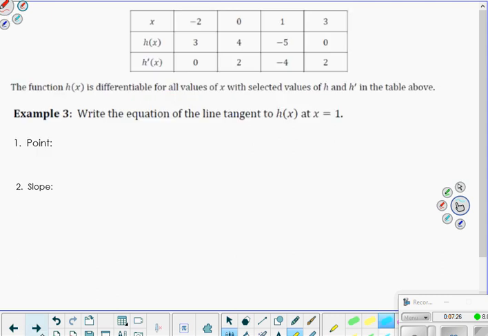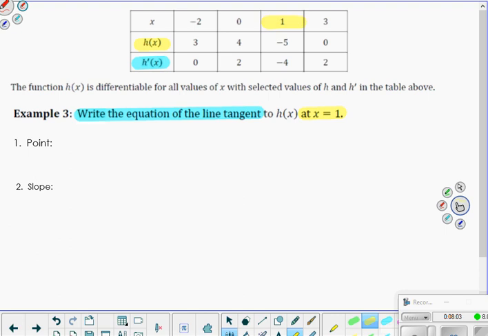On to example 3. The function h is differentiable for all x's with selected values of h and h prime in the table. See if you can highlight using different colors h and h prime. Notice it? Awesome. Write the equation of the tangent line to h of x at x equals 1. What are we trying to do? Write the equation of the tangent line. Where are we doing this? At x equals 1. So in my table, I go find 1, don't I?